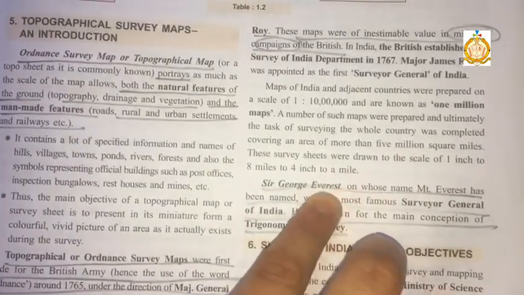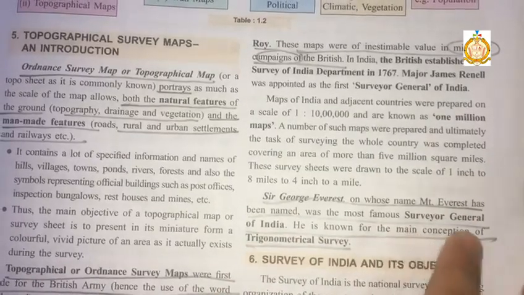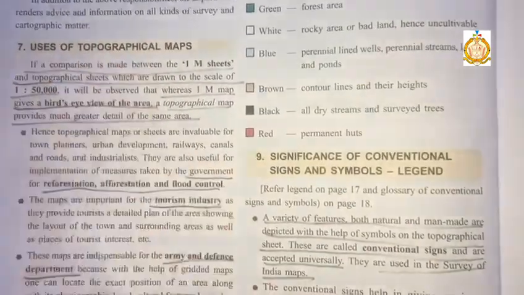This is very important. Next is Sir George Everest, after whom Mount Everest is named. He was the person who was the main conceptualizer of the Trigonometrical Survey. The next topic is uses of topographical maps.